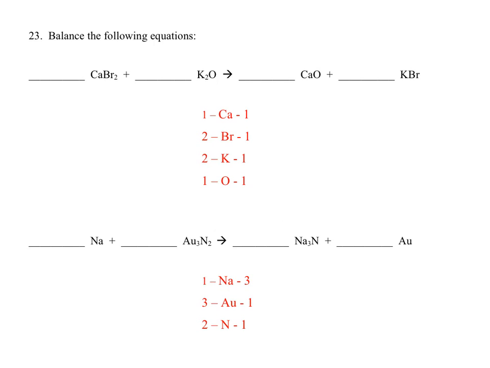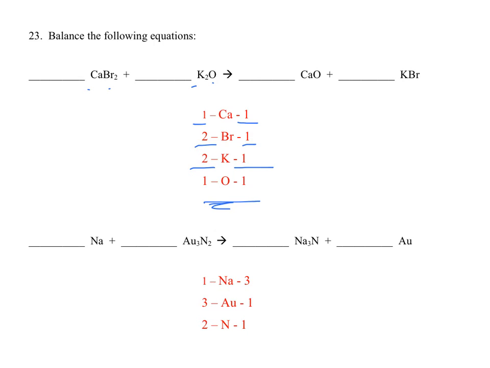And let's go balance a couple. For number 23, I have this calcium bromide equation here, and I've already put in the table so that I didn't have to take the time to do that. And I just went calcium, bromine, potassium, and oxygen, and then how many of each on either side. Now I'm going to look at this and I see, okay, calcium is balanced, bromine is not, potassium is not, oxygen is.